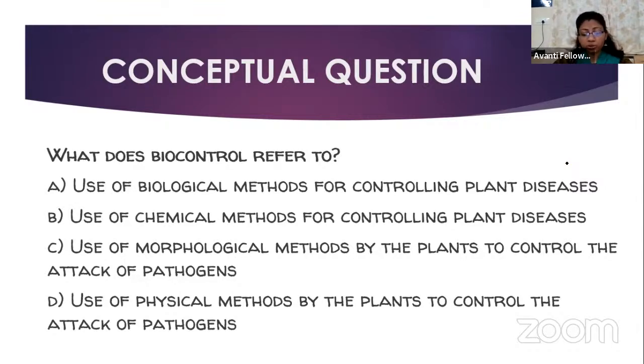What does biocontrol refer to? Option A is use of biological method for controlling plant disease. Option B says use of chemical methods for controlling plant disease. Option C, use of morphological method by the plants to control the attack of pathogens. Option D says the use of physical methods by the plants to control the attack of pathogen.